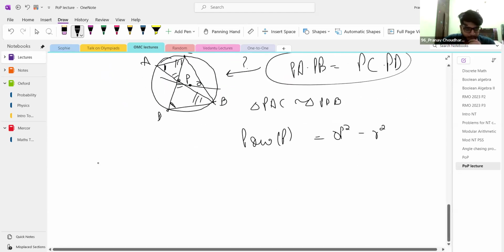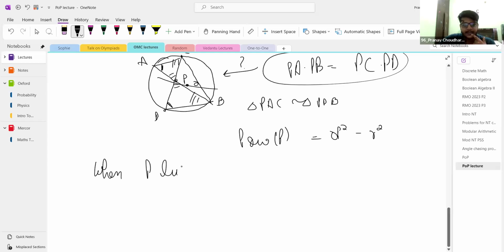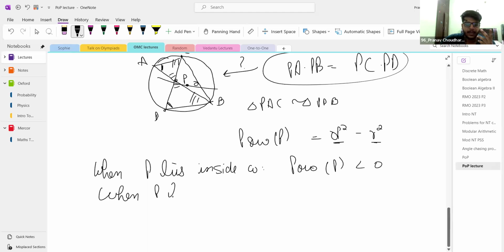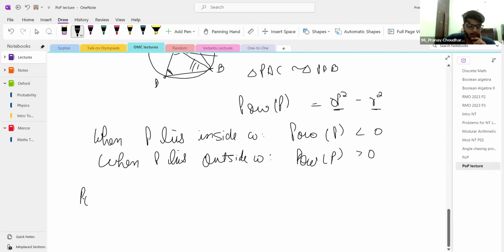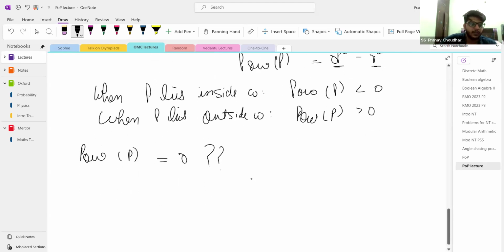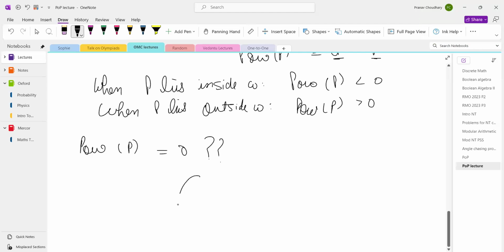Notice that when P lies inside, OP is less than r, so OP square minus r square will be negative. So power of P is negative. When P lies outside omega, power of P is positive, right? Because PO will be greater than r. But what happens when power of P equals 0? What is the case left? When the point lies on the circle.